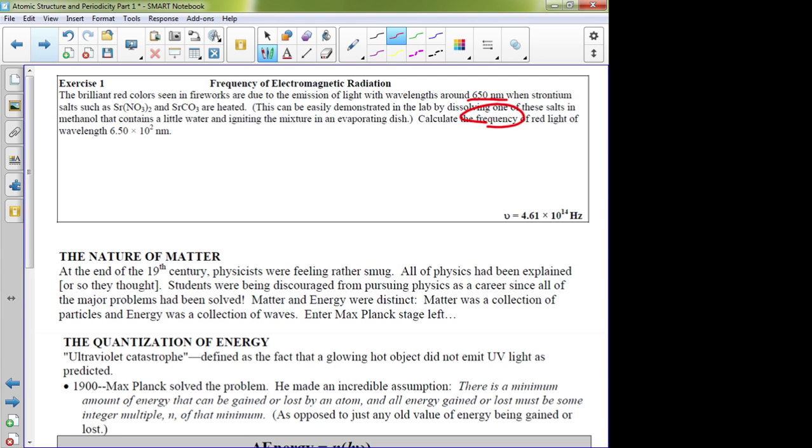Now, what that's talking about is, do you remember last year when we put the salts in the dishes and I lit them on fire and they were all different colors? The green? Yeah, that's what they're talking about.